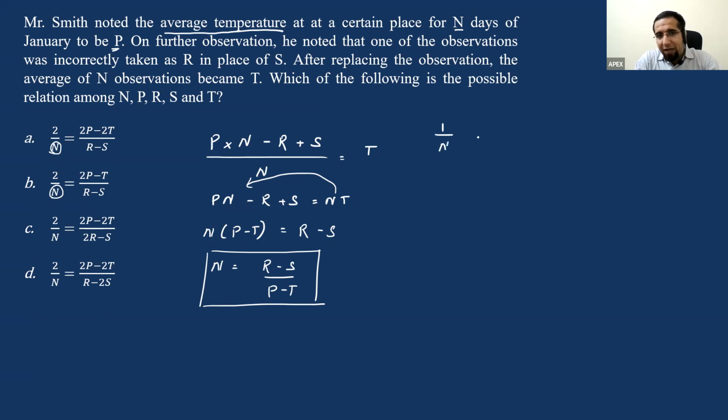If I reciprocate, I get 1 by N is equal to (P minus T) by (R minus S). And therefore, in the options, you don't have 1 by N; in all the options you have 2 by N. So I have to multiply it by 2. My final answer here would be 2 by N is equal to (2P minus 2T) by (R minus S).